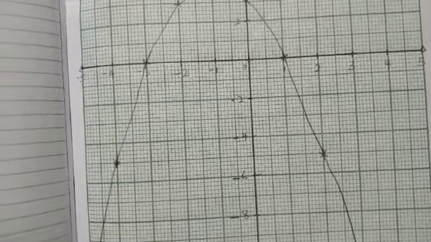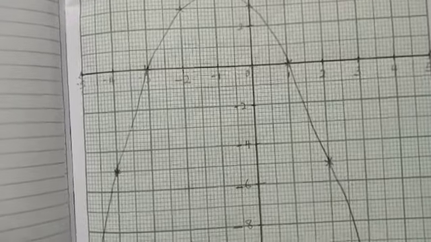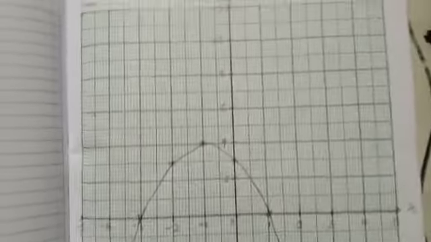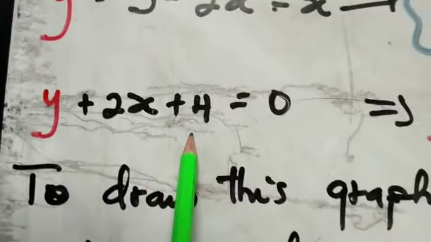Now look at the second one. They say you should draw two relations on the same graph sheet, right? So meaning that you have a different slope from the first one. This is how it looks like: y + 2x + 4 = 0.